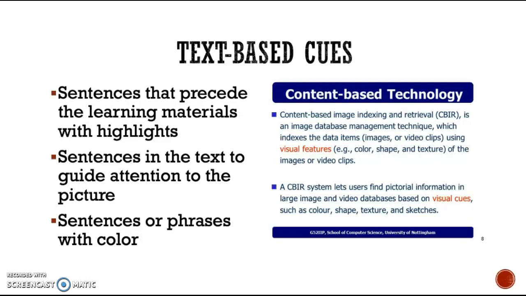The first type is the text-based cues. These can be seen by the use of sentences that precede the learning materials with highlights, or sentences in the text to guide attention to the picture, or sentences or phrases that are in a different color, such as the image that is shown on the right here. The key terms, the visual cues, are in red color in comparison with the rest of the content, which is in the bluish color. So these two key terms are made more salient by the use of a different color in order to draw learners' attention.